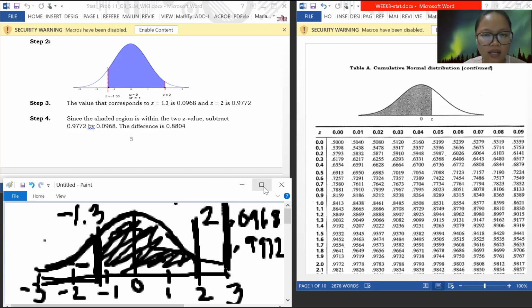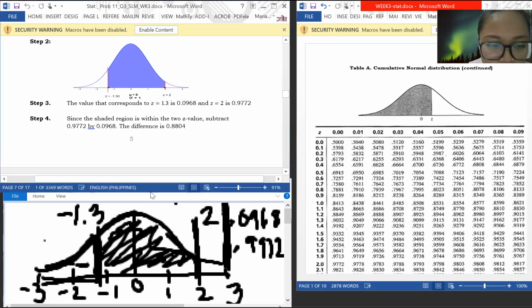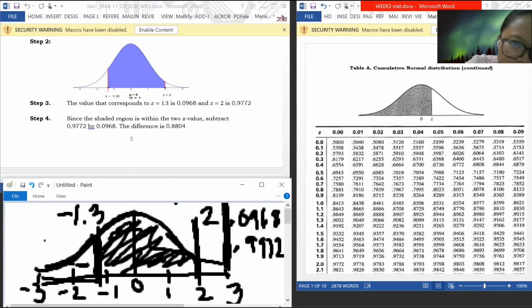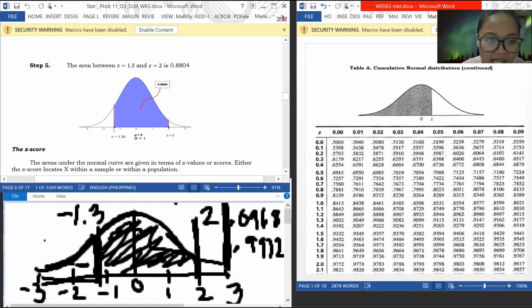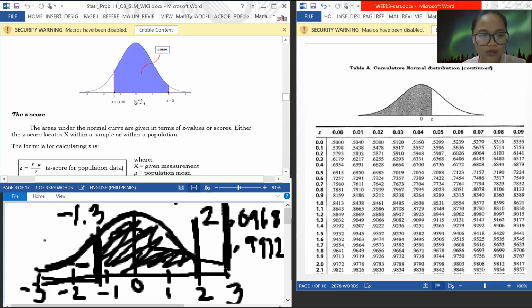So, i-subtract ra nimo 0.9772 minus 0.968. So, ang ilang difference is 0.8804. So, this area here is 0.8804 or 88.04%. Nakuha ra, so mo ni siya ang answer.